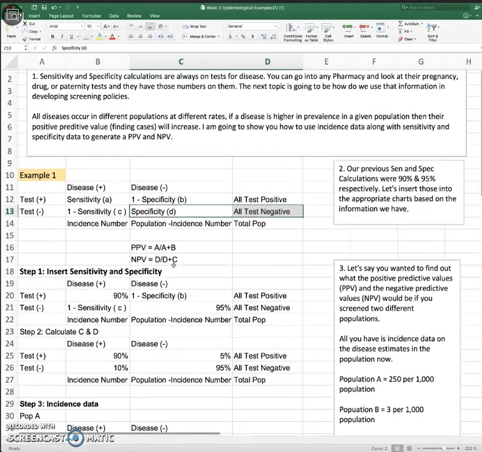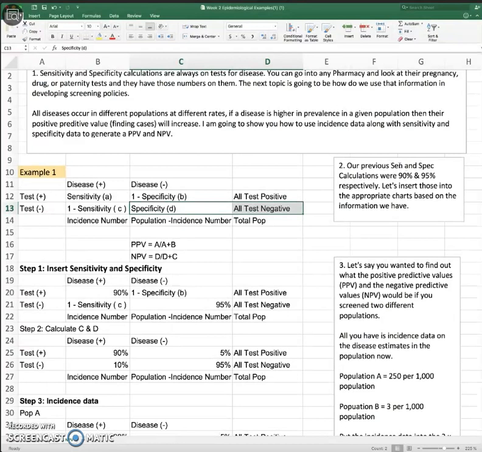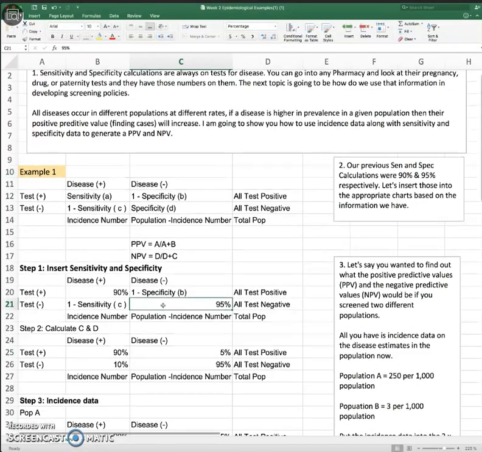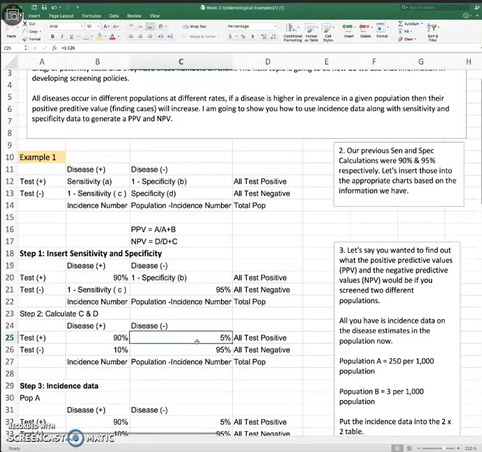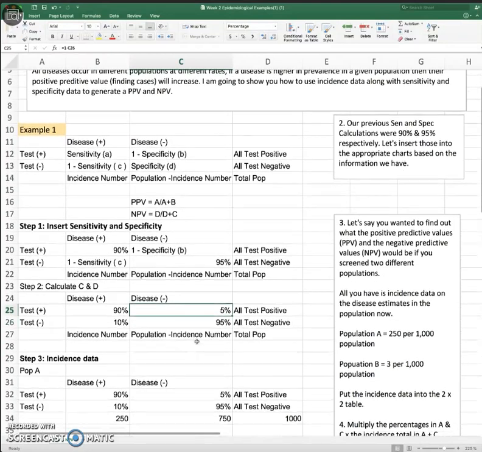Okay. So first thing, remember, our sensitivity and specificity are 90 and 95. So we plug in 90 for sensitivity and 95 for specificity. Now, 1 minus sensitivity is this number, and 1 minus specificity. So if we took 90% away from 100%, we would get 10, whereas if we took 95 away from 100%, we would get 5. Now we populate those values.